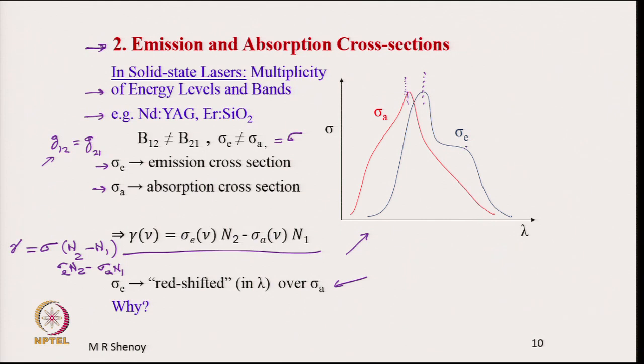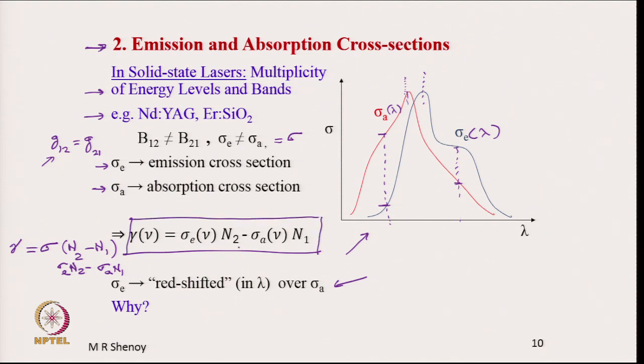The curve corresponding to sigma E of lambda is the emission cross section, and this is the absorption cross section. They are different. These are qualitatively shown, but the important point is they are different. For some wavelength, if you are here, then sigma E is this value and sigma A is this value. But if you are here, for example, then sigma A is smaller and sigma E is larger, and therefore, the gain expression is this.